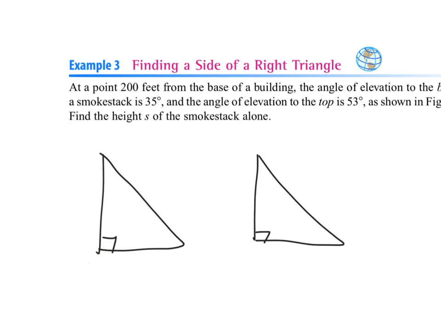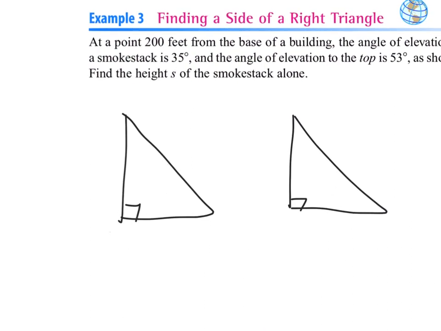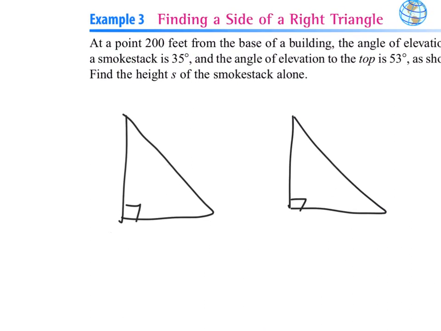At a point 200 feet from the base of the building. The base of the building is which side? Is it the height or is it the horizontal piece? So each one of these is 200, correct? We didn't move our vantage point. We tilted our head up and down a little bit.